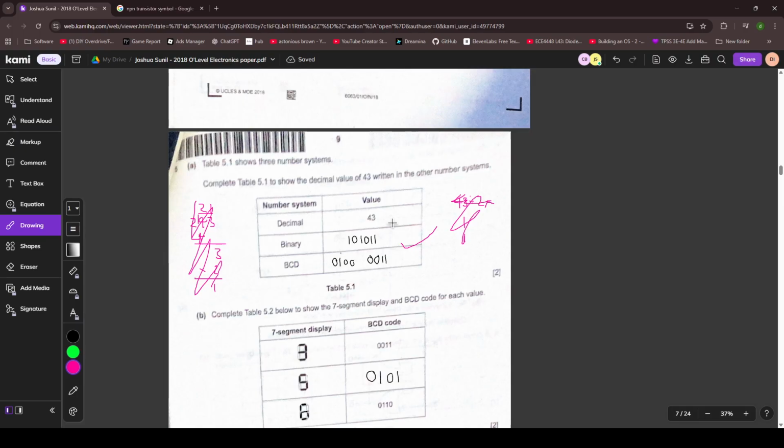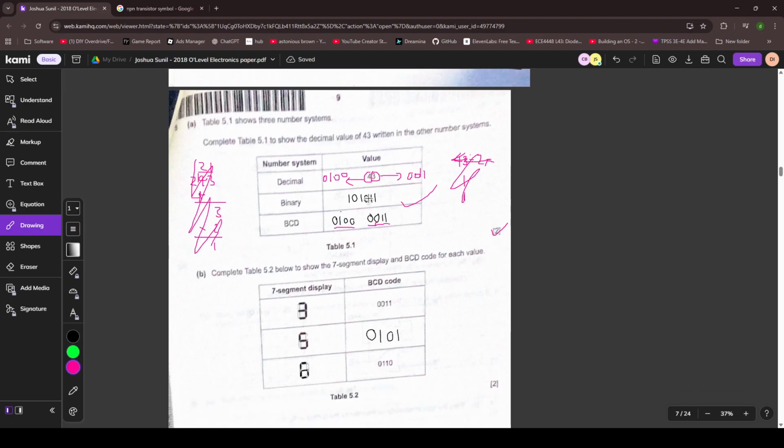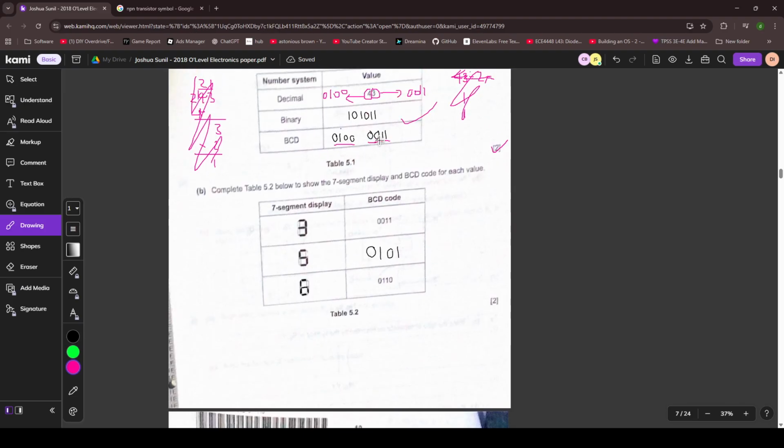For BCD, what you're going to do is split this up into separate digits. And then what is this in binary? 3 is 11 in binary, 4 is 100 in binary. But then for BCD, each BCD number is 4 bits long, so you have to add the extra zeros to make it 4 bits. So this is probably right. Yeah, this is right.